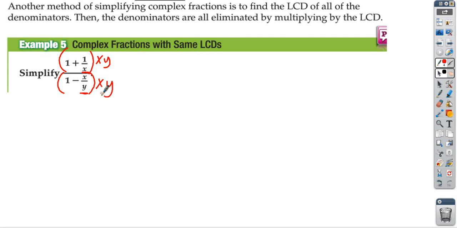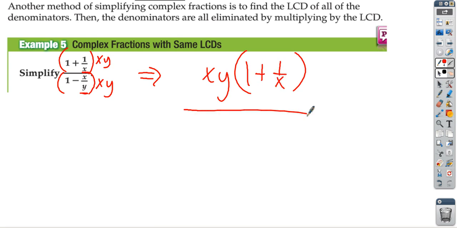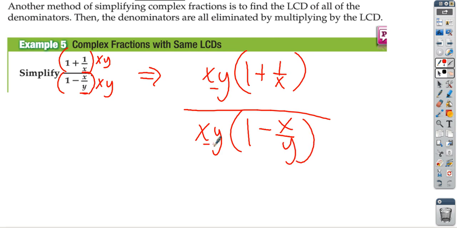Okay, so let me just write this over here a little bit different. So I'm going to write xy, and then in front of this, what this is going to do is kind of get rid of all the fractions in one go. Again, why are we allowed to do this? Because we're multiplying by xy over itself, and anything over itself equals 1, so we don't change the value. Okay, let's distribute this now. So we'll distribute xy to both of these.